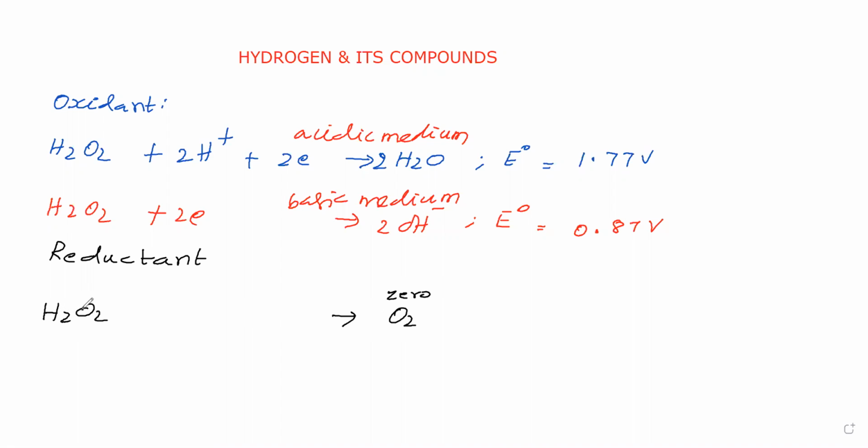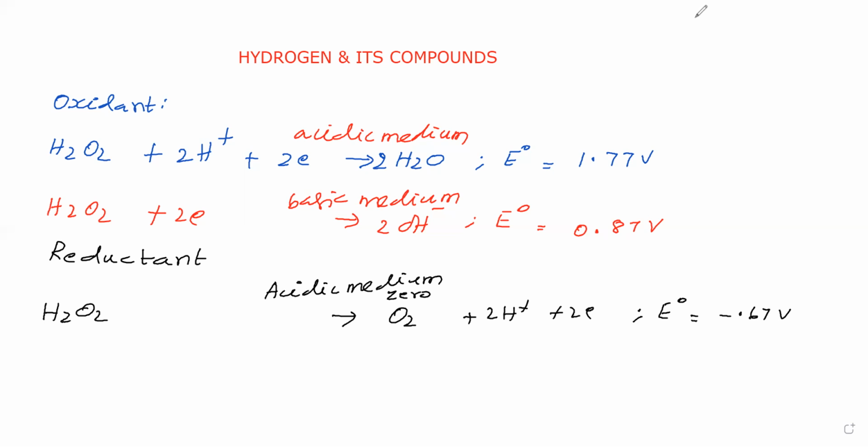Then hydrogens, let us balance. Here 2 hydrogens, therefore we will write 2H plus by considering acidic medium. Then +2 is there, therefore 2 electrons. If you write -2, it is +2, net charge becomes 0. For this E naught is -0.67 volt, we said.